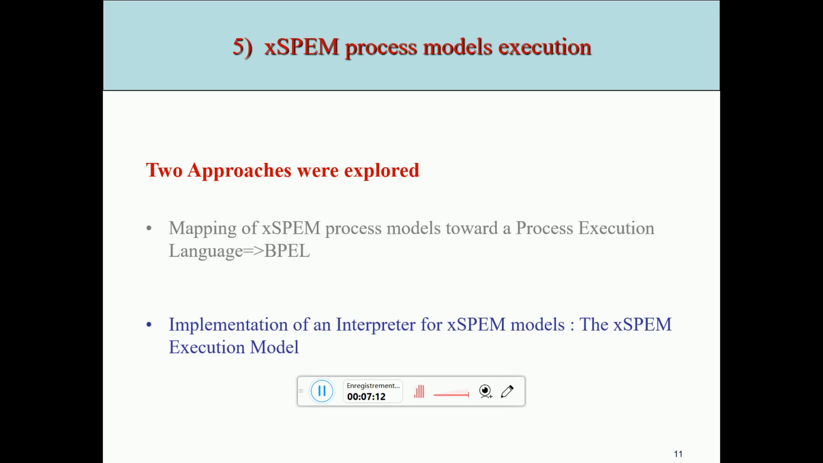Step number 5 is about process execution, and in this case two approaches were explored. I'm not going to present the first one, which was the idea to map XPAM process models toward a famous process execution language called BPEL, and we generated it; we call this approach the compiled way. But still, before executing the BPEL, we needed some configuration steps. There were some difficulties due to the difference in abstraction levels between both languages and so on.